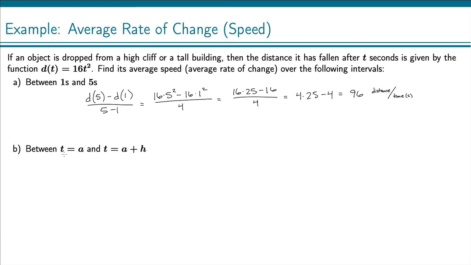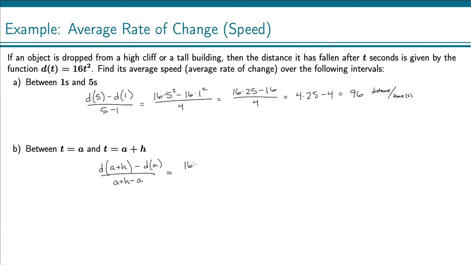For part B, we want to do it between t equals a and t equals a plus h. So we don't have numbers here, we just have these little expressions with variables a and a plus h. But our formula is the same. So we'll do d of a plus h minus d of a over a plus h minus a.